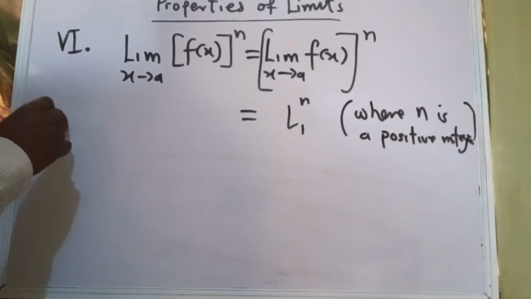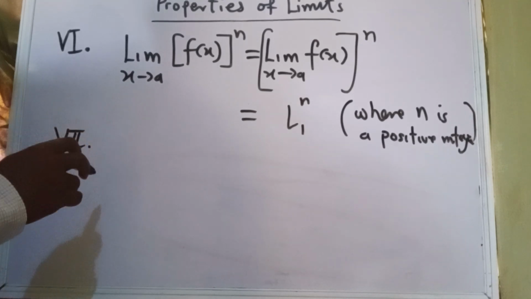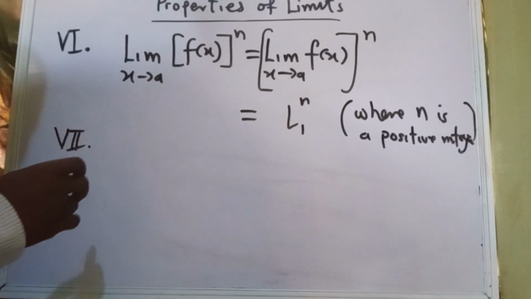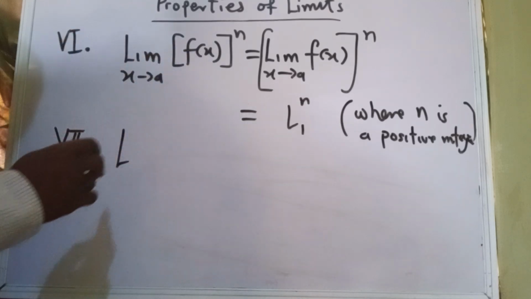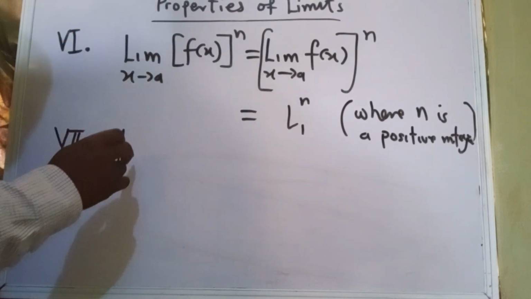The seventh property is called the root law. This is the opposite of this.